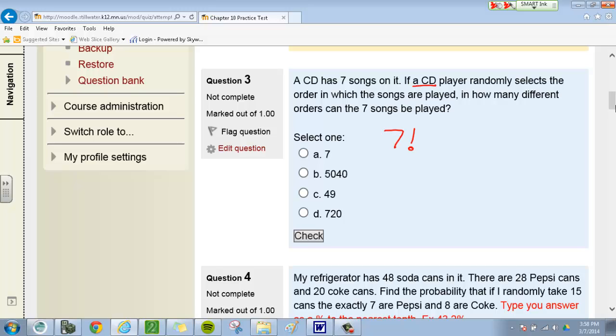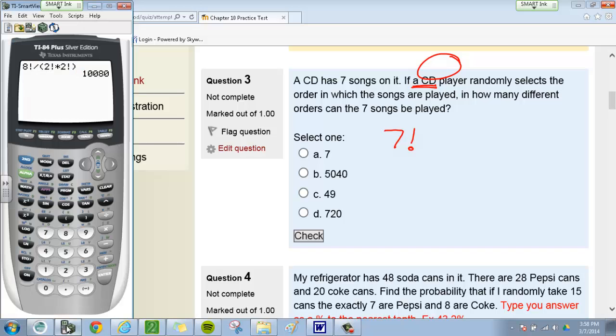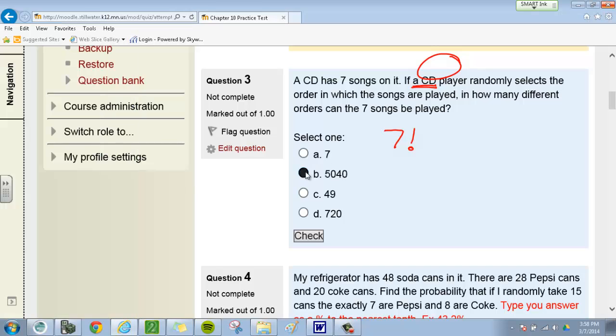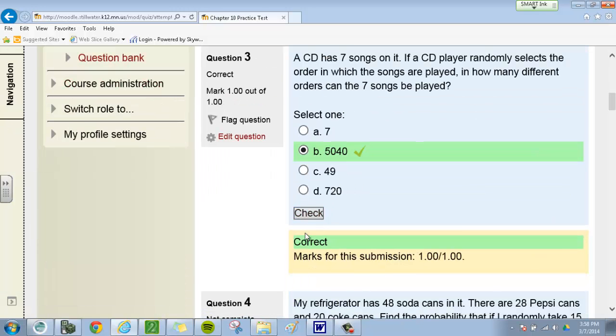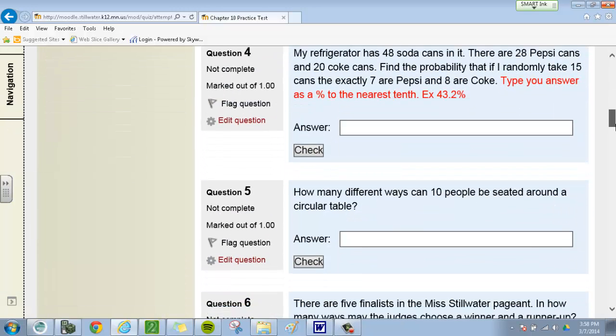Now some people think about a CD, and they think circular. Just because it's circular doesn't mean it's 1 minus that, 7 factorial. It's just 7 factorial. So we'll just put that in our calculator. 7 math 4, and we got 5040. There we go. Let's check that out. See how that went. Good. Here we go. We're flowing now.